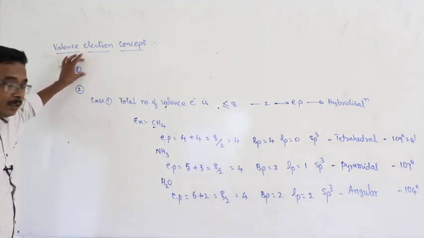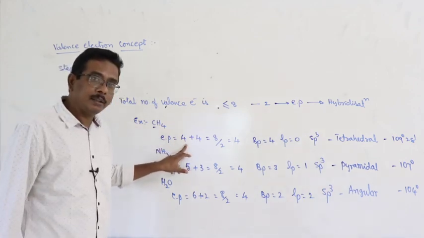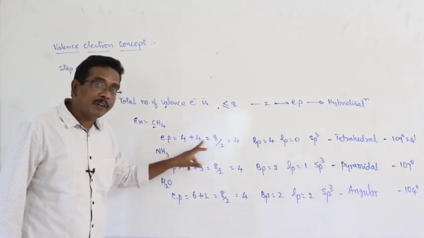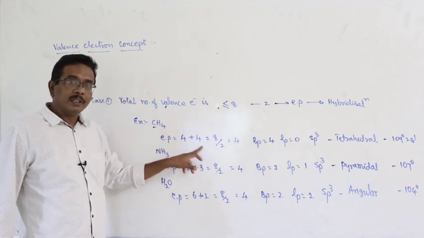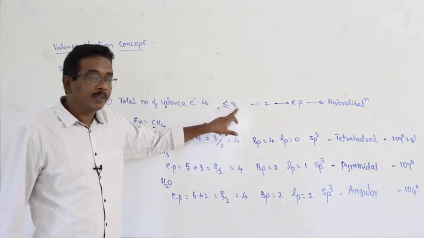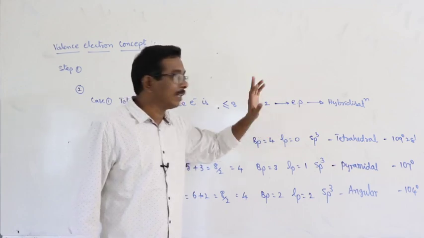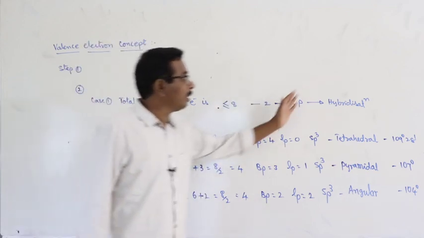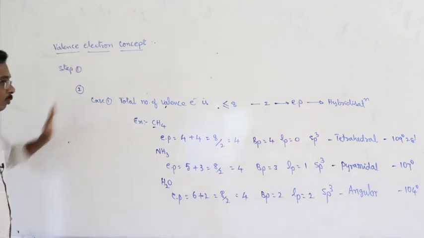What is step 1? You have to add the total number of valence electrons of all the atoms in the molecule. If that is less than or equal to 8, then that number is divided by 2. Then we can get the number of electron pairs. From that we can predict the hybridization. This is about case 1.